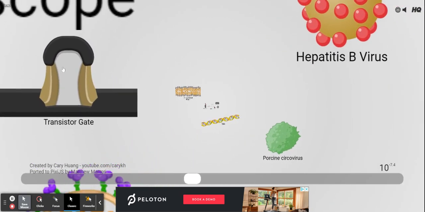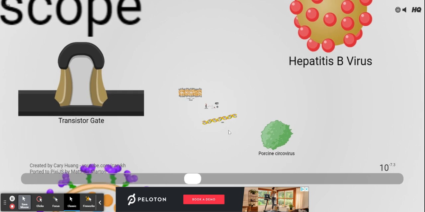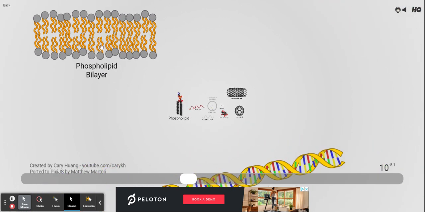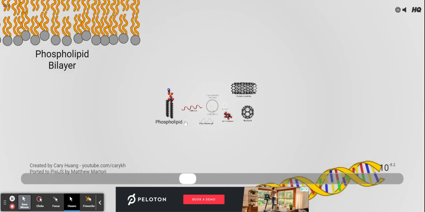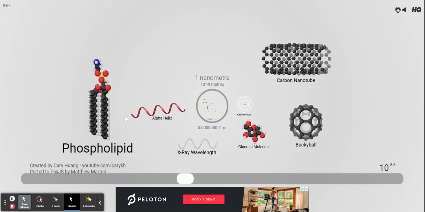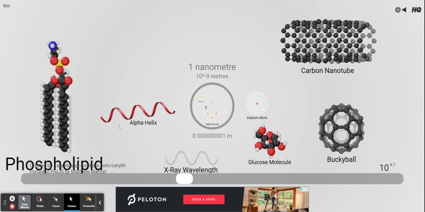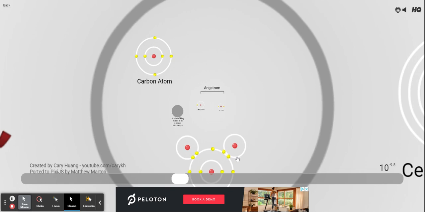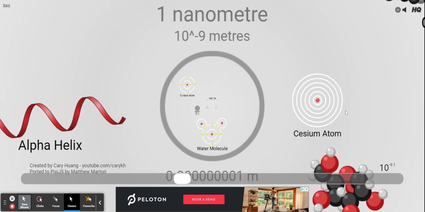We've got a transistor gate. These things are inside microchips. We're starting to see molecular structure. Here we go, so now we can see our first atom. There's an atom there, and here's a cesium atom. We're actually able to see the electron shells there. If we go a bit further, that's a water molecule. So a water molecule is actually smaller than a cesium atom.